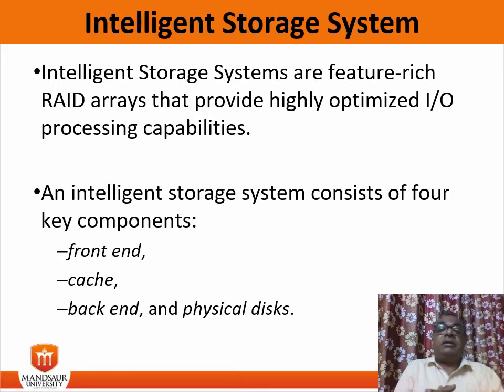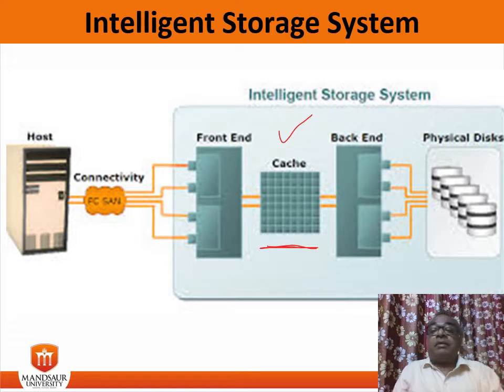Now, what are the various components of an intelligent storage system? The components are the front end, cache, back end, and physical disk. So an intelligent storage system consists of these four key components. Now see, this is the diagram for the components and their interconnections.